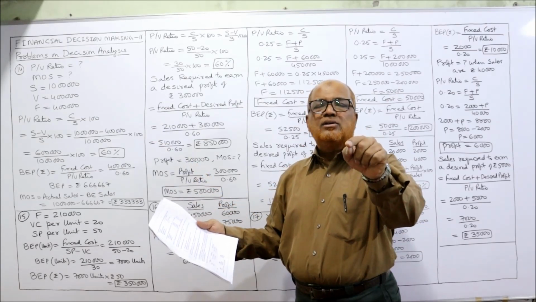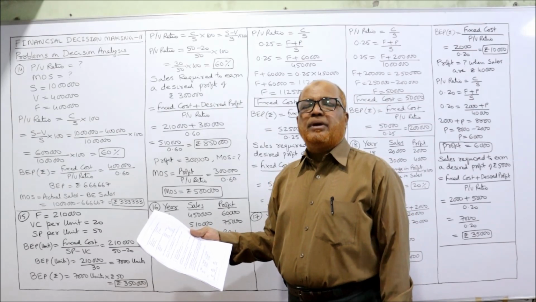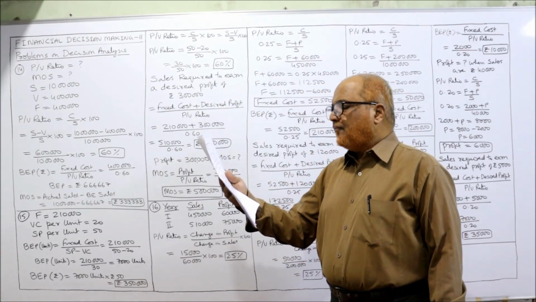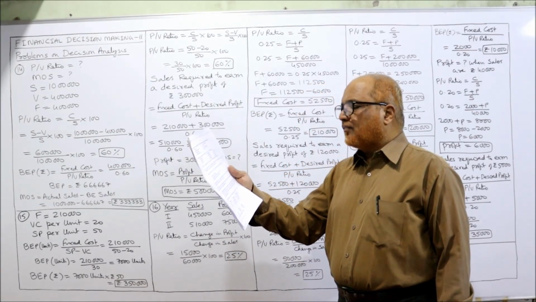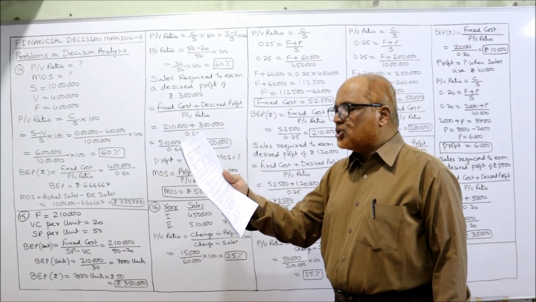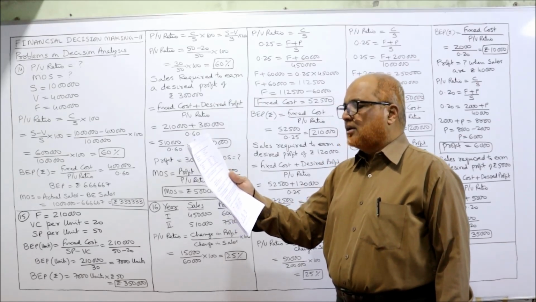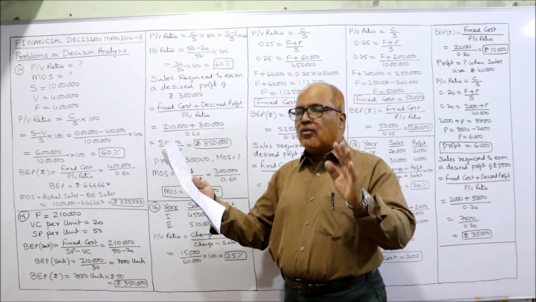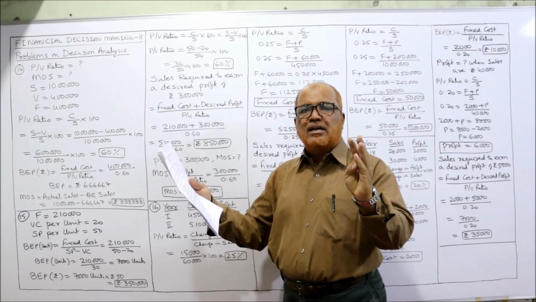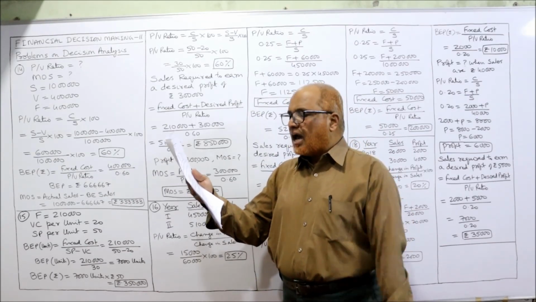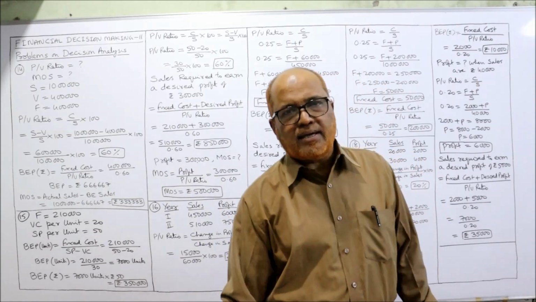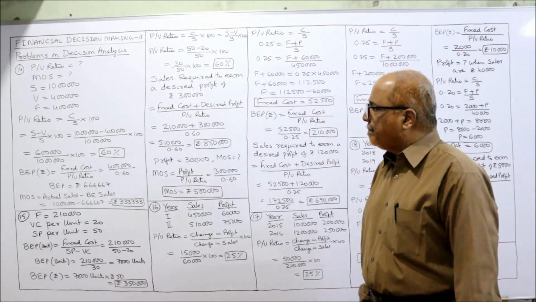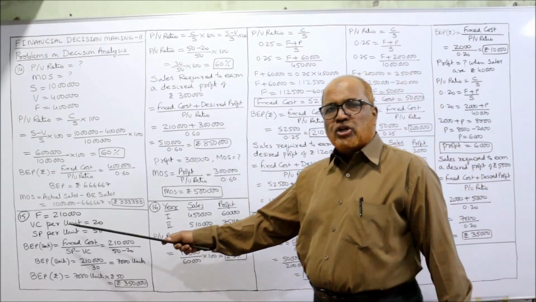Per unit is given, so we can calculate BEP in units. If the company is earning a profit of 3 lakh rupees, express the margin of safety available to it. So three items we have to find out. First BEP, second sales required to earn a desired profit, and lastly MOS, margin of safety. That's all. Now we'll begin with the information given.